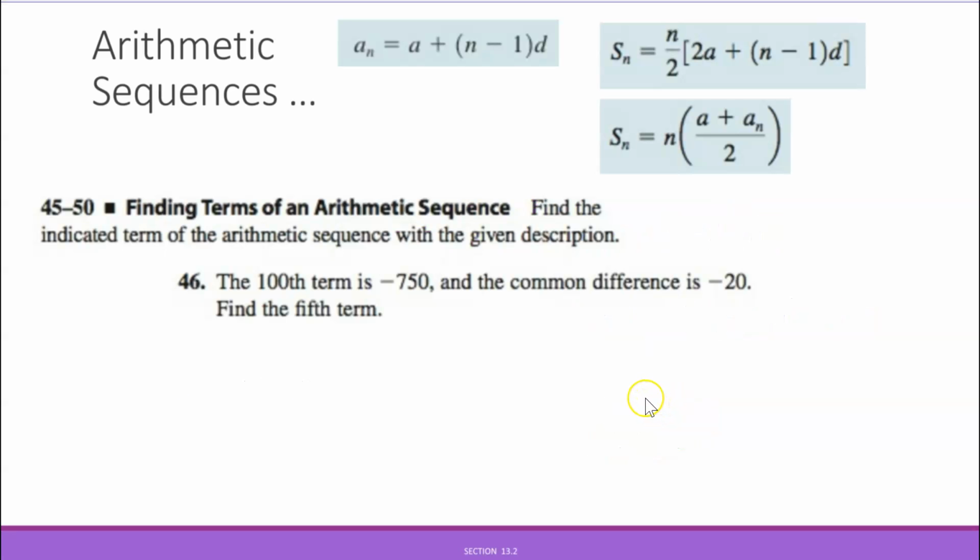Find the indicated term of the arithmetic sequence with the given description. Okay, so we already know that it's arithmetic, and so our common difference is also given. Common difference is negative 20. The 100th term, okay, so what we know there is the 100th term is equal to negative 750. Let's look at finding the 5th term.